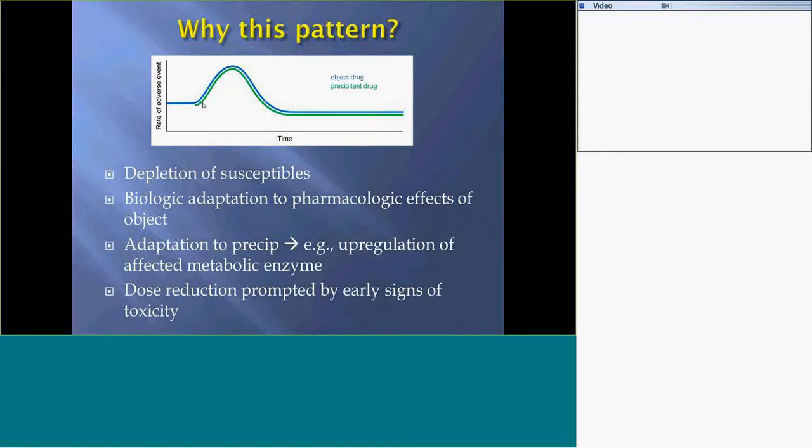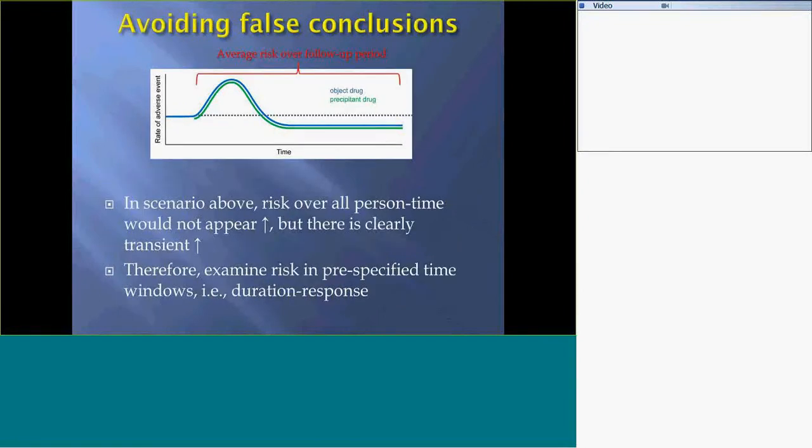This could be dose reduction either by the provider or the patient doing it on their own, that's prompted by early signs of toxicity if the patient starts to get lightheaded or the blood glucose starts to drop too low. So you can envision this pattern happening for any number of reasons.